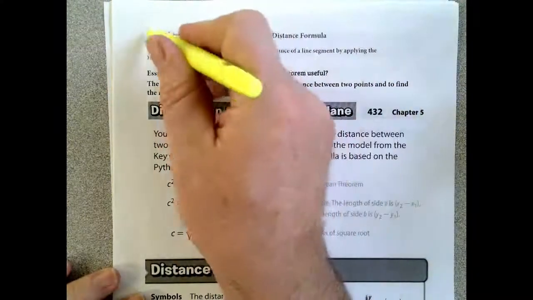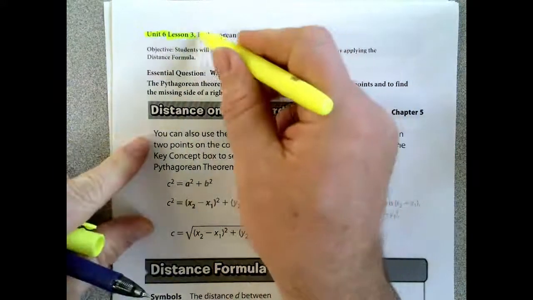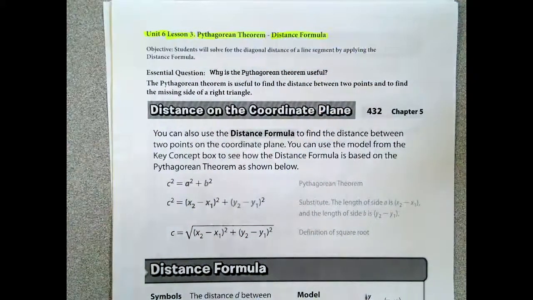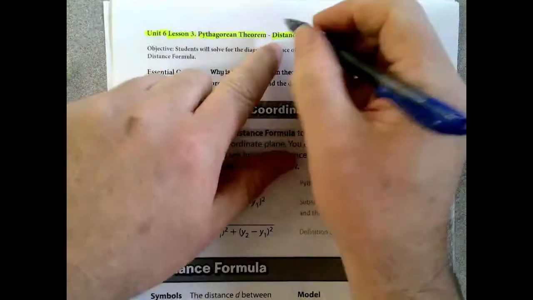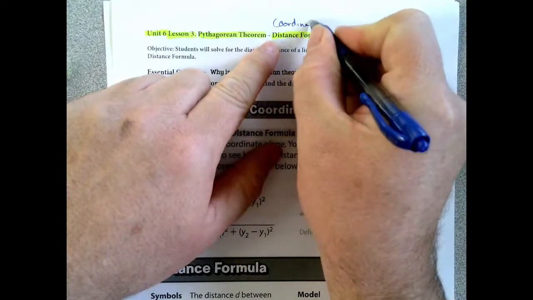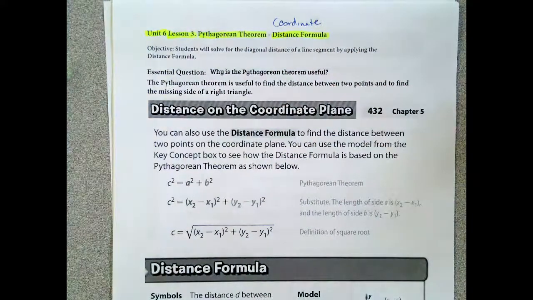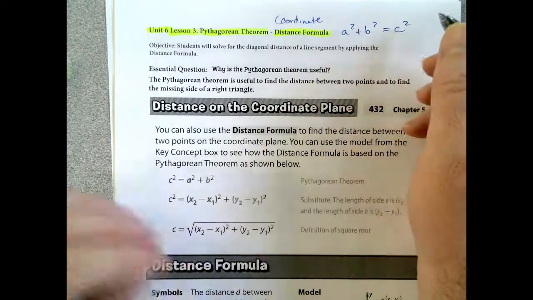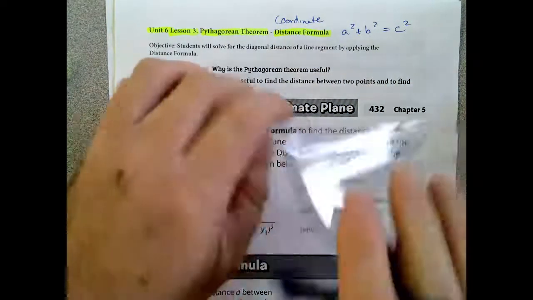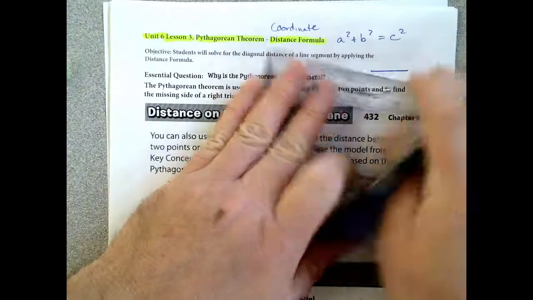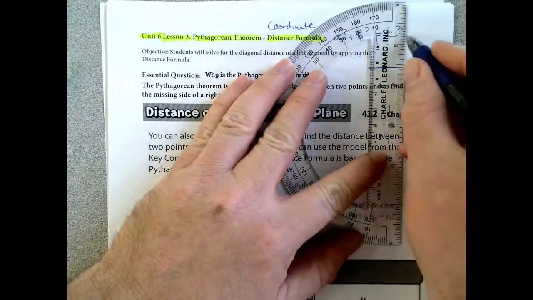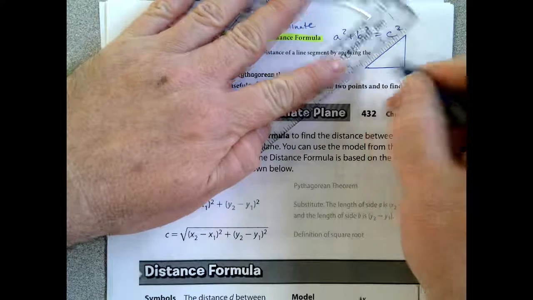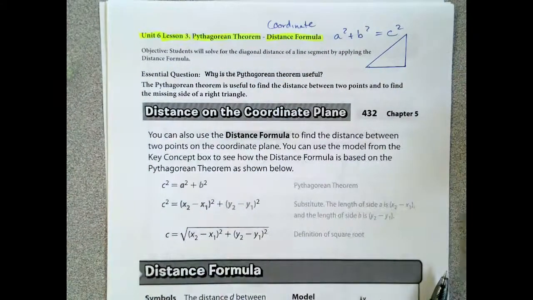Unit 6, Lesson 3. Now, we're going to be continuing with the Pythagorean theorem, but this time we're going to put it on a coordinate plane. Once you put it on the coordinate plane, you can replace your a squared plus b squared equals c squared. You'll see that we will be finding the distance, the diagonal distance in space. So we have this right triangle here.